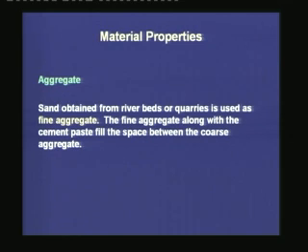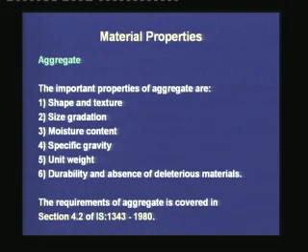The next constituent is the fine aggregates. The sand obtained from river beds or quarries is used as fine aggregate. Now, the fine aggregate along with the cement paste fill the space between the coarse aggregates. Now, the important properties of aggregates are the shape and texture, size gradation, moisture content, specific gravity, unit weight, durability, and absence of deleterious materials. Most of these properties are covered in detail in a course on concrete technology. There are some requirements of aggregate in the code in section 4.2 of IS 1343.